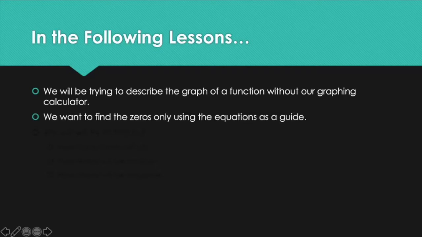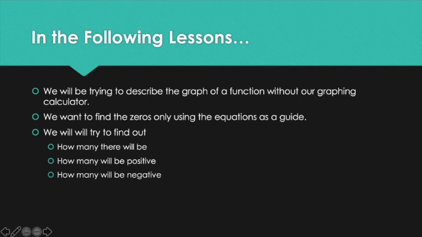You're going to find the zeros by using the equation as the guide instead of using what it looks like on your graphing calculator as a guide. If you remember, those zeros are where it crosses the x-axis. We're going to be finding out techniques to be able to find how many zeros there are and to find out how many positive zeros and how many negative zeros there are.